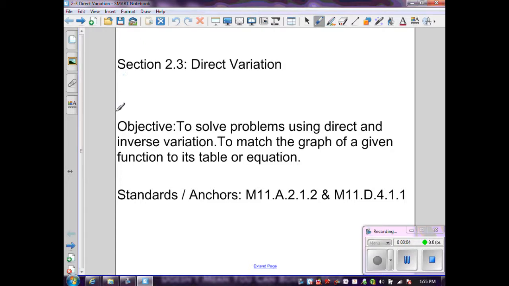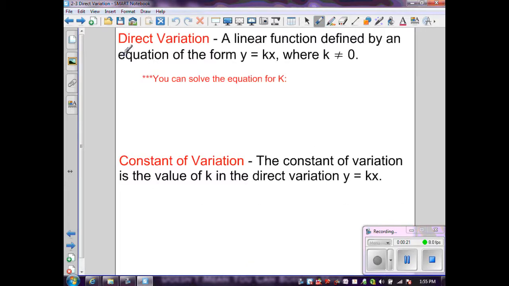Section 2.3, direct variation. The goal is to solve problems using direct and inverse variation, and to match the graph of a given function to its table or equation. What is direct variation? It is a linear function defined by an equation of the form y equals kx, where k is not allowed to equal 0.